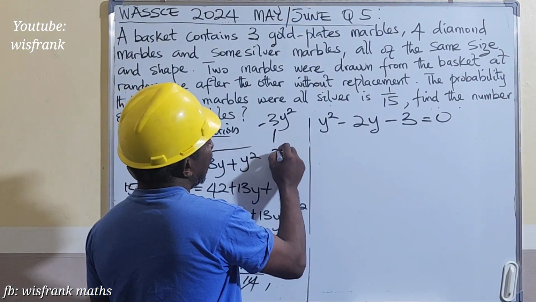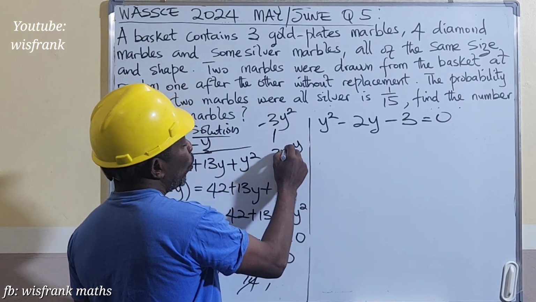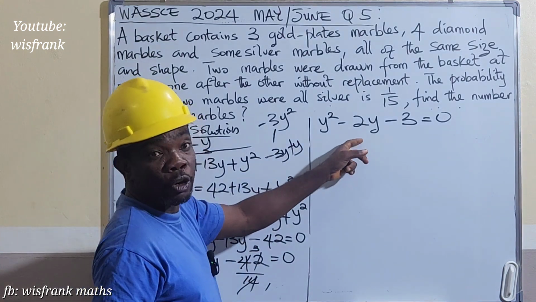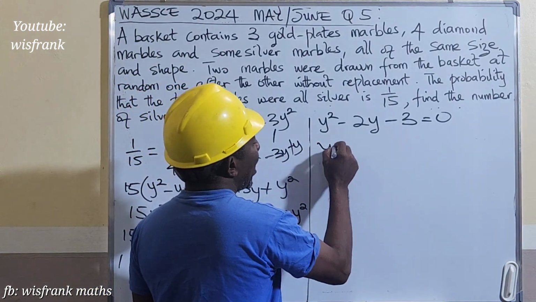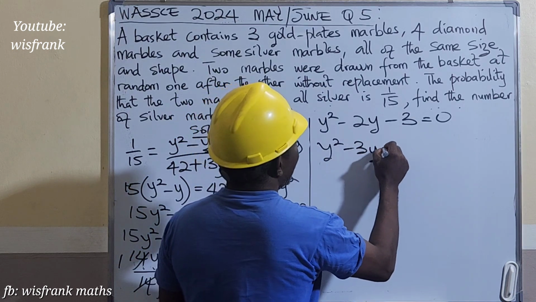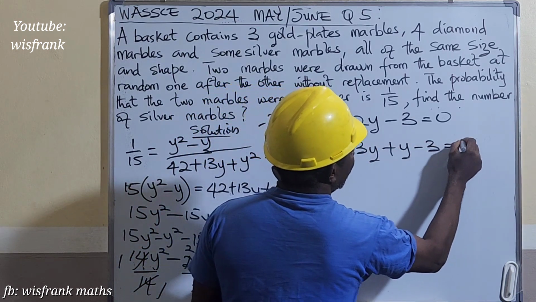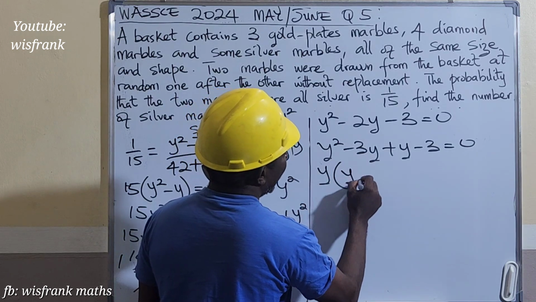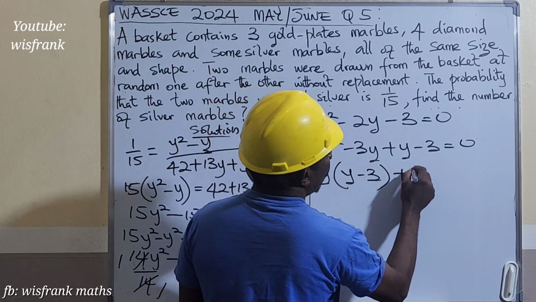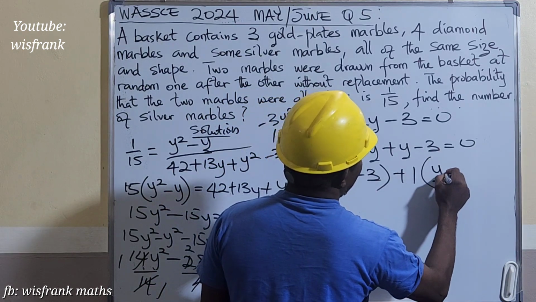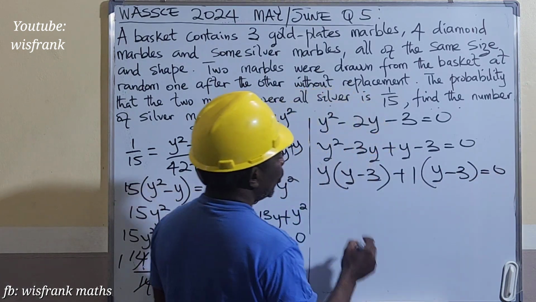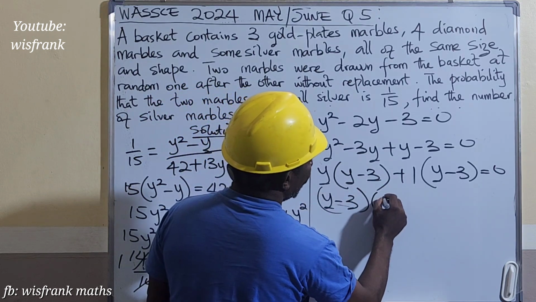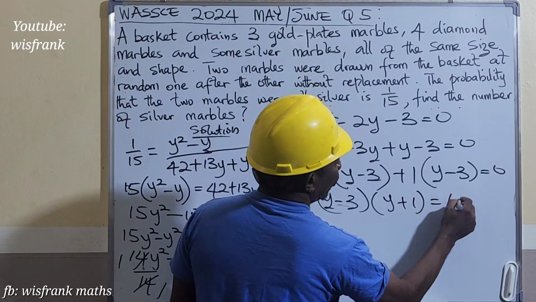That means we have 3 and 1, that is 3y and 1y. Then minus 3y plus 1y will give us minus 2y. So here we will have y squared minus 3y plus y minus 3 equals 0. In this case, y is a factor of the first two, so we have y into y minus 3, then 1 is a factor of the last two, so 1 into y minus 3 equals 0. So we pick y minus 3 into y plus 1 equals 0.